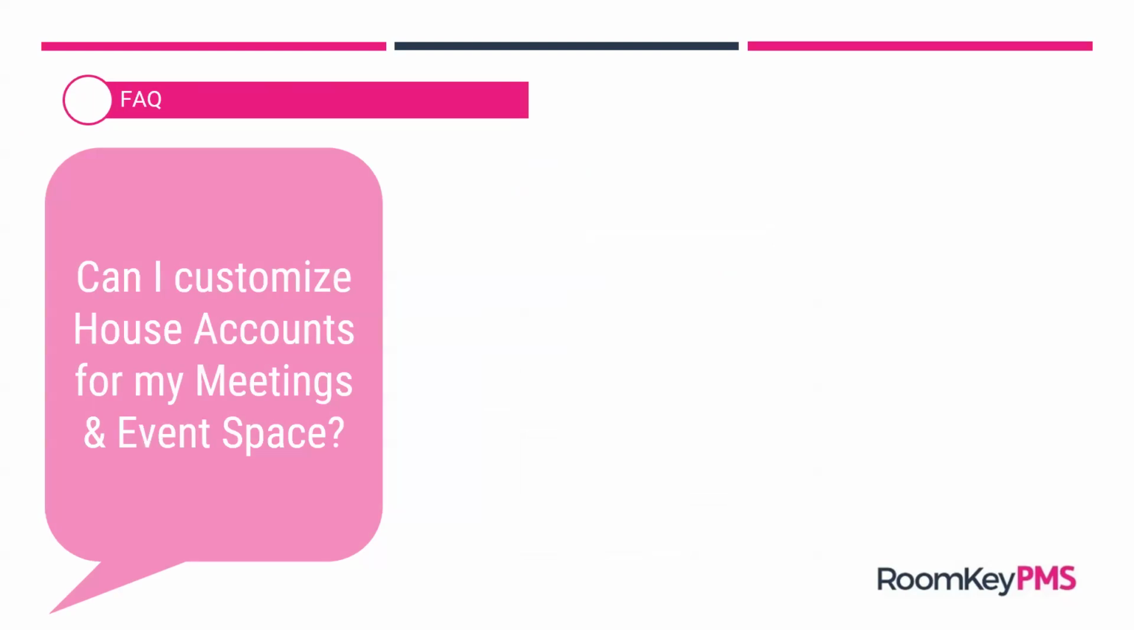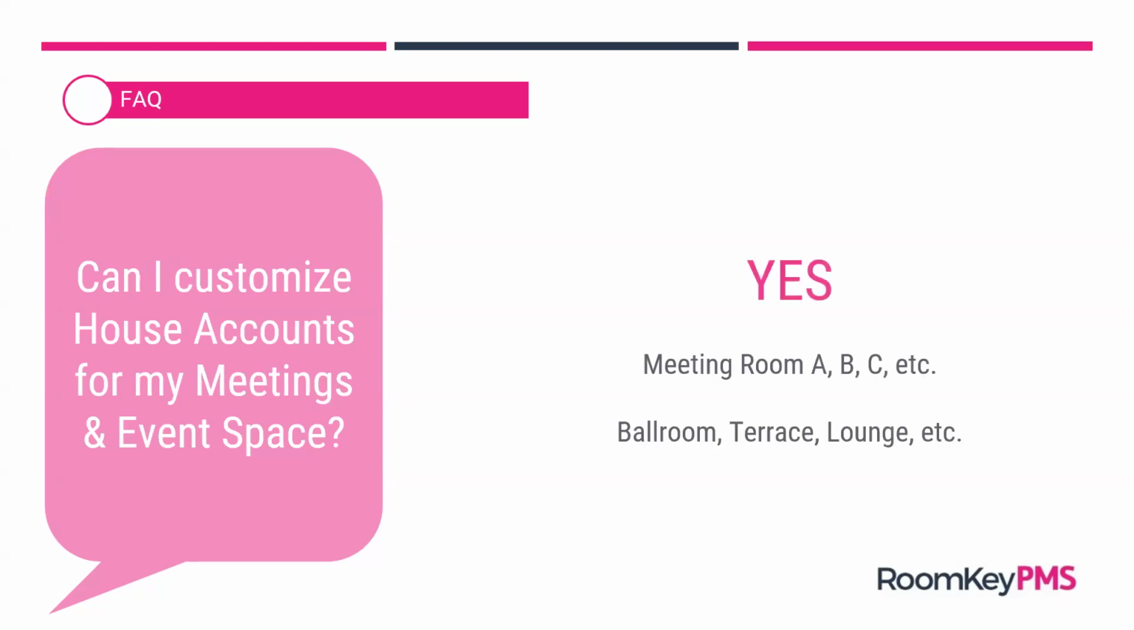So, a couple of commonly asked questions that we do have about house accounts and this type of customized billing. One of the common questions that we get, especially whenever we're setting up house accounts, is if you can customize house accounts for specific meeting spaces. Now, I mentioned that you can have a house account and just give it a name like meeting room A or meeting room B like I did for my event space, but if you want to customize that further, you can actually create a separate house account for each of your meeting spaces.